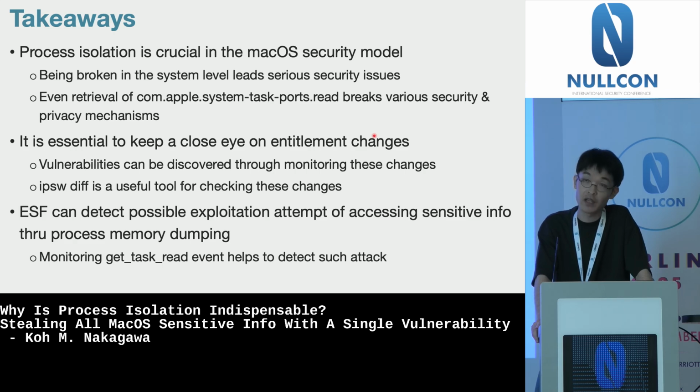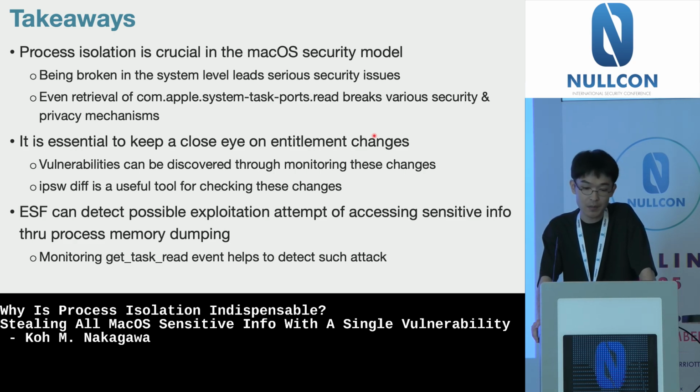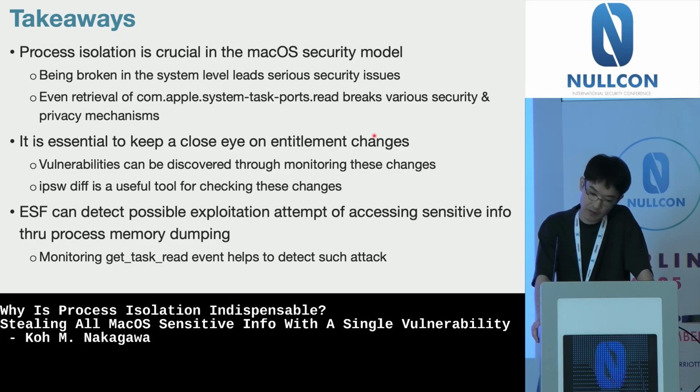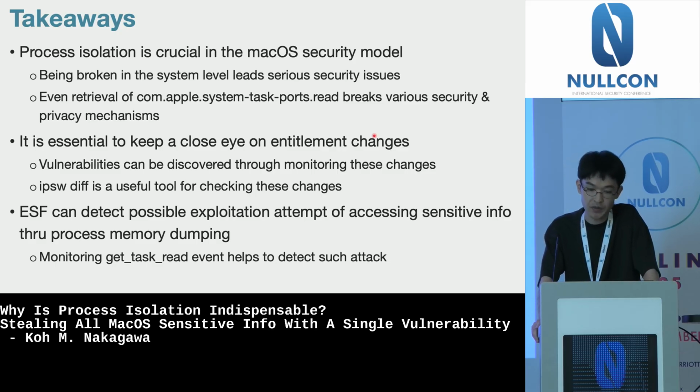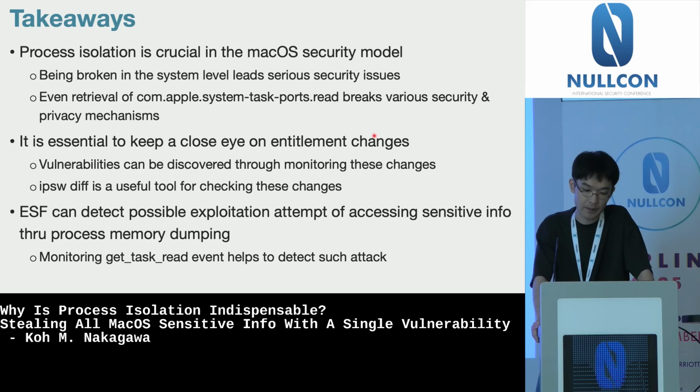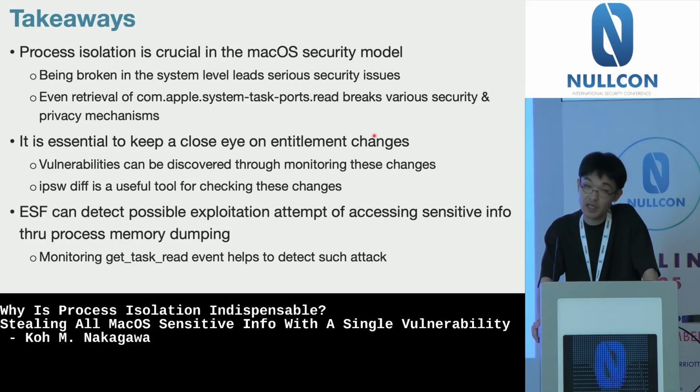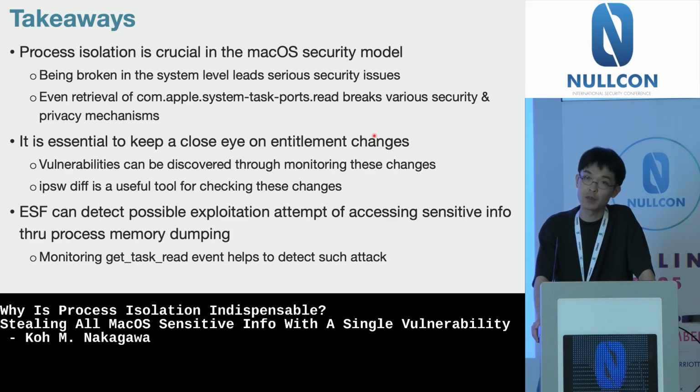Process isolation is fundamental to the macOS security model, and breaking it at the system level leads to severe consequences. And to find zero-day vulnerabilities on macOS, keep a closer eye on entitlement changes. ipsw diff is a great place to start. The Endpoint Security Framework can detect exploitation attempts by monitoring the getTaskRead event.